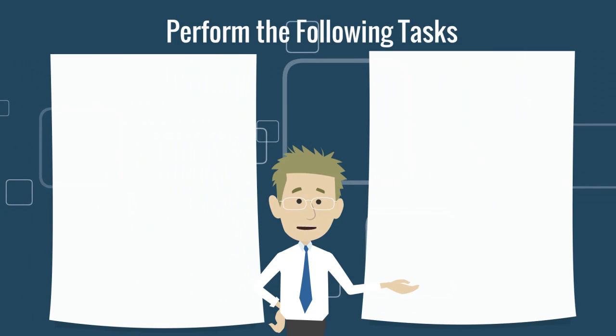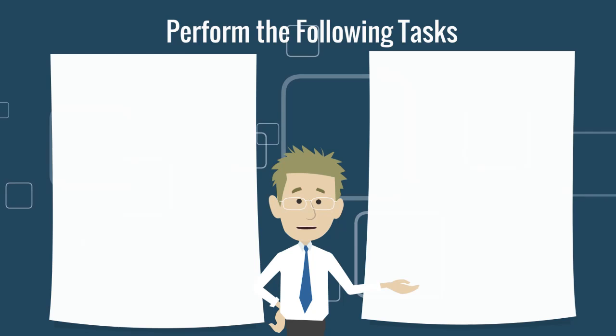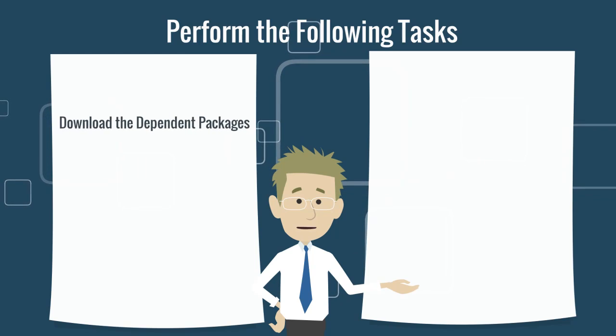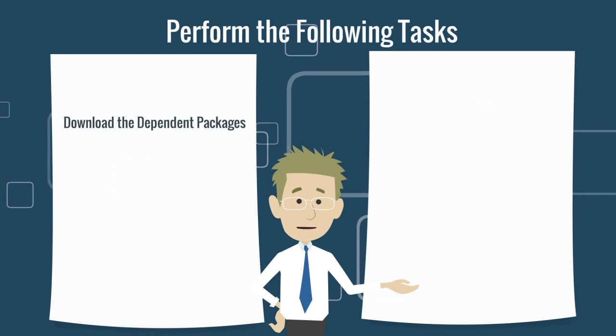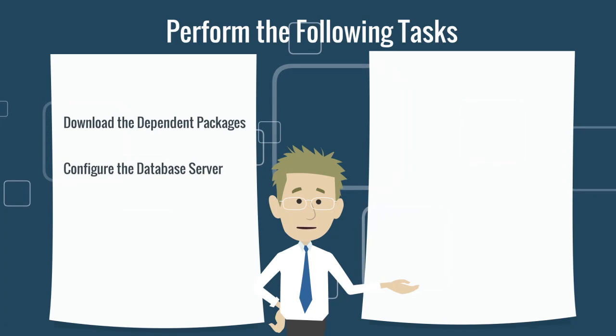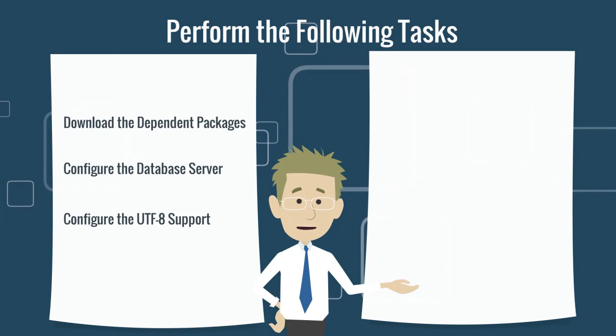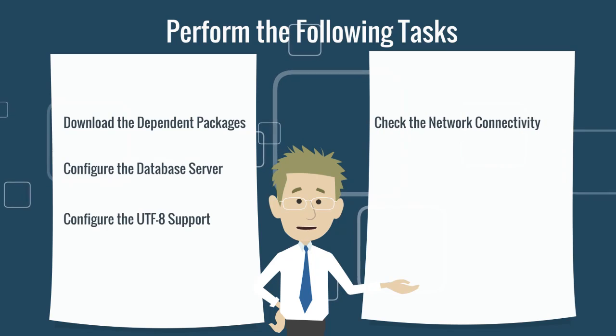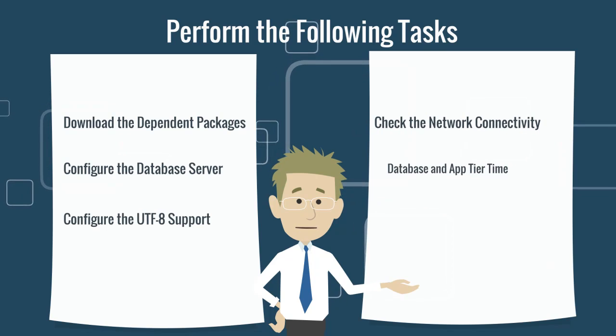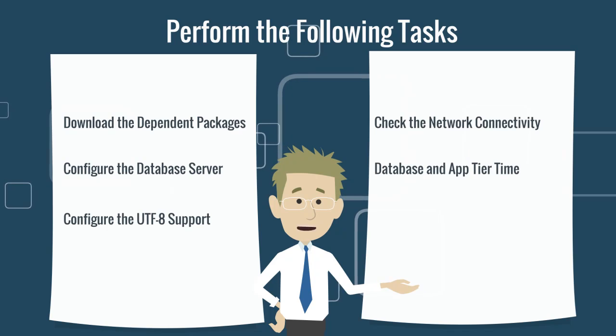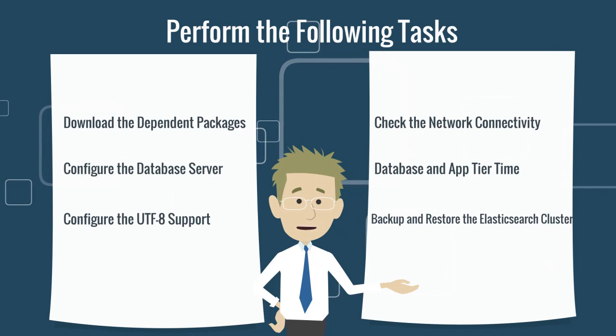After you verify the hardware and software requirements, perform the following tasks. Download the dependent packages, only for online wrapping. Configure the database server. Configure the UTF-8 support. Check the network connectivity between the CA App Experience Analytics system and the database system. Ensure that the time on the database server and app tier are in sync. Backup and restore the Elasticsearch cluster.